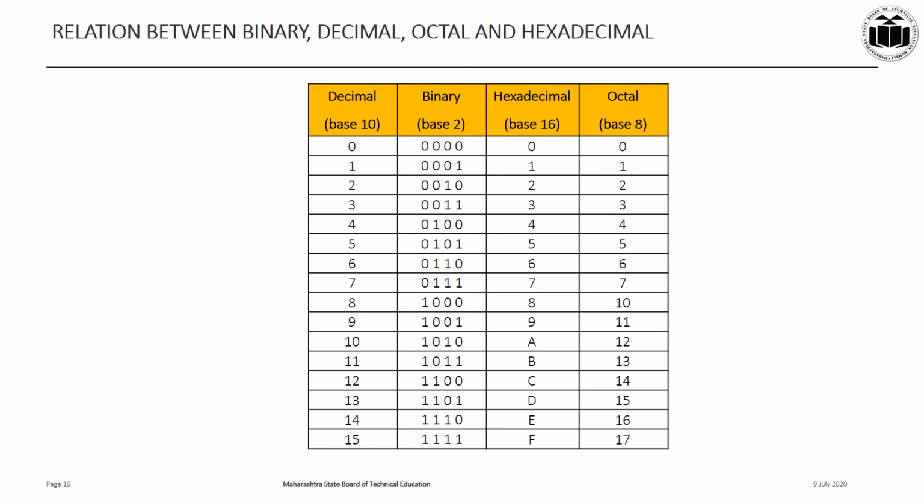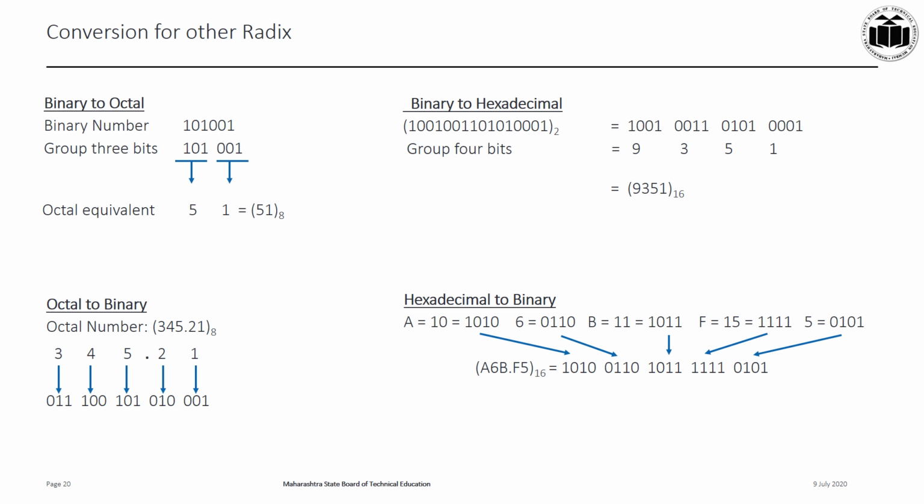Relation between binary, decimal, octal and hexadecimal. This table over here gives you the representation of the decimal numbers 0 to 15 into the other three number systems, which is binary, hexadecimal and octal. Conversion of other radix. Let us see the conversion of binary to octal, octal to binary, hexadecimal to binary and binary to hexadecimal. First, let's talk about binary to octal.